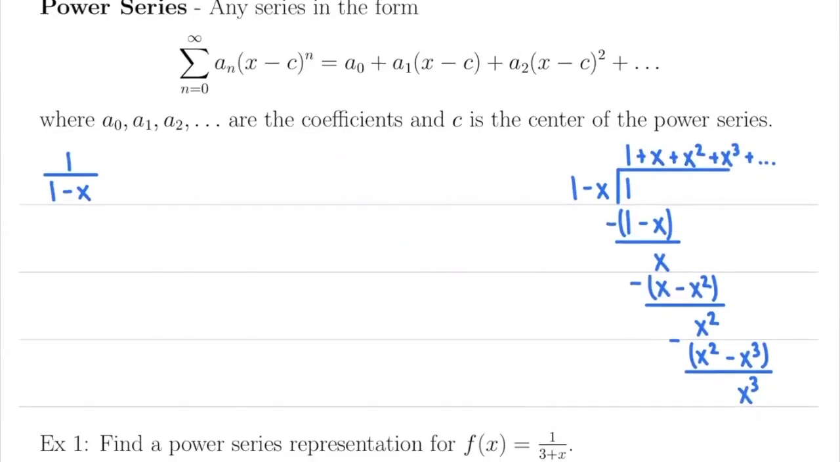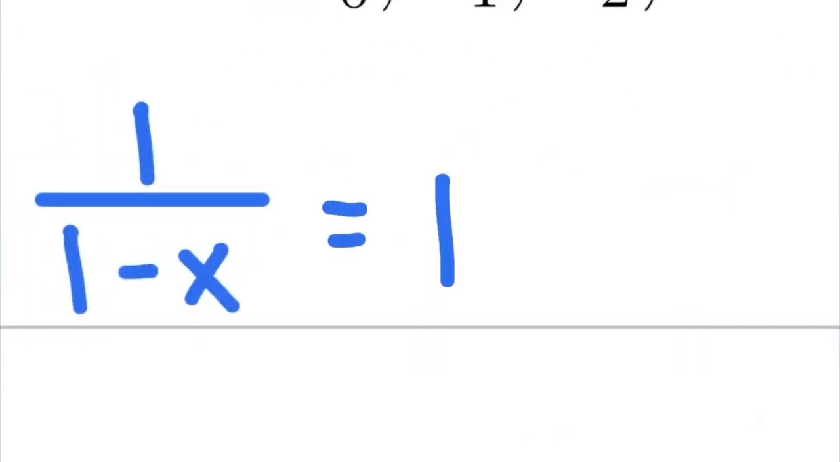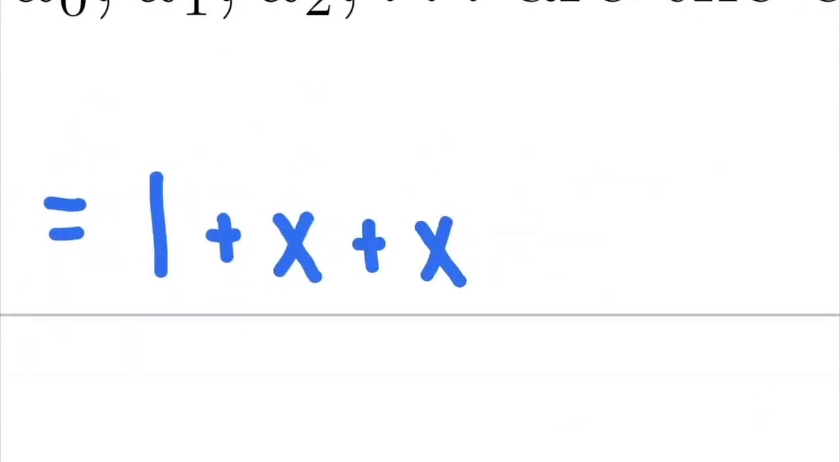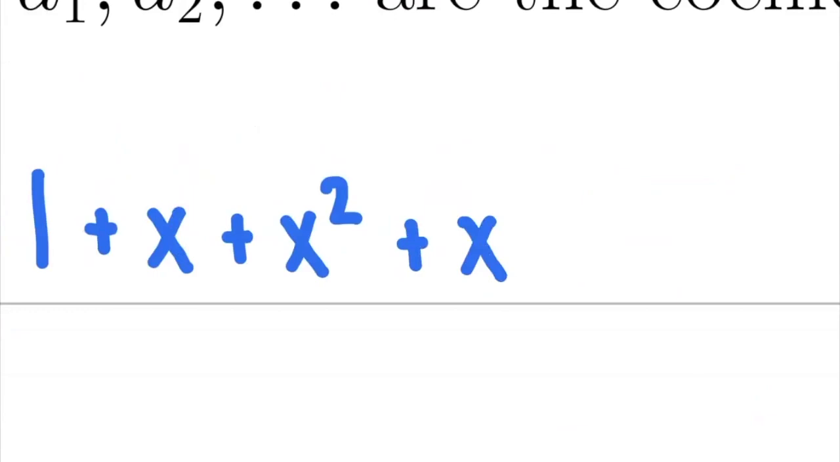So it turns out that 1 over 1 minus x can be written as an infinitely long polynomial. It can be written as 1 plus x, plus x squared, plus x cubed, and so on.